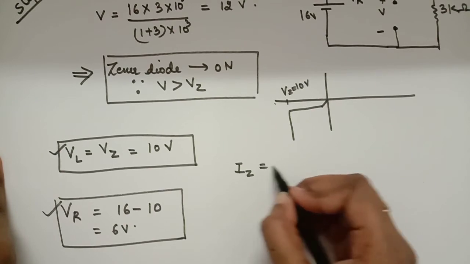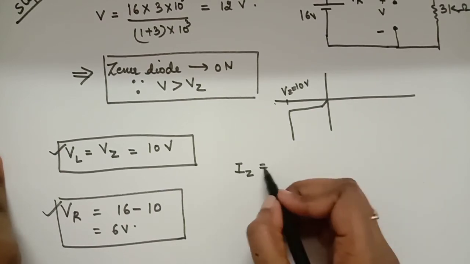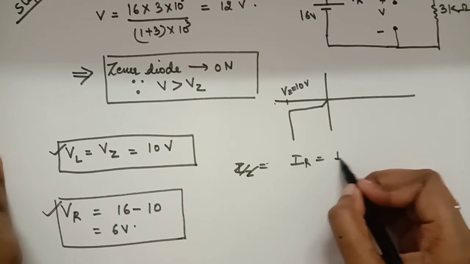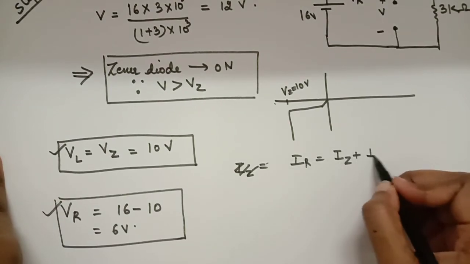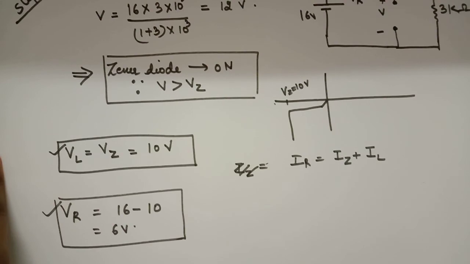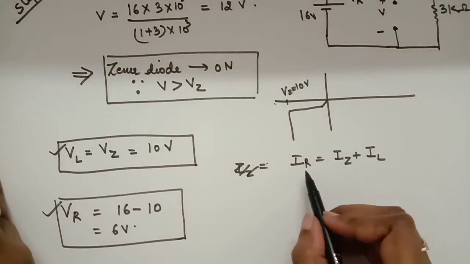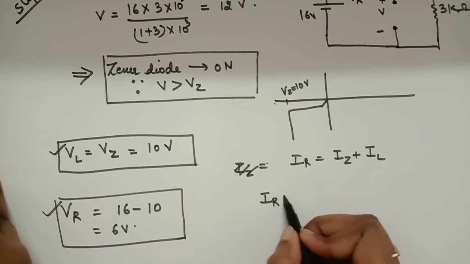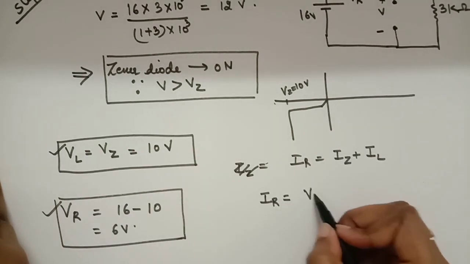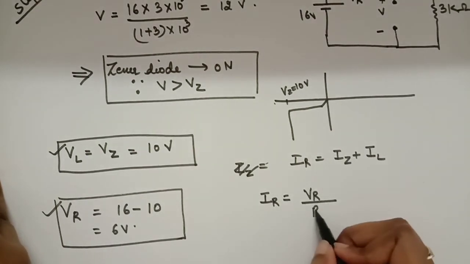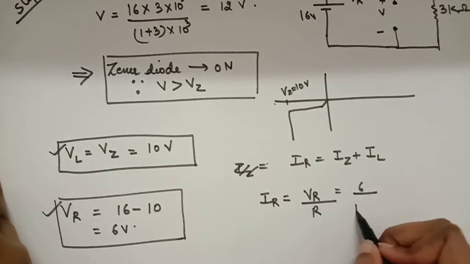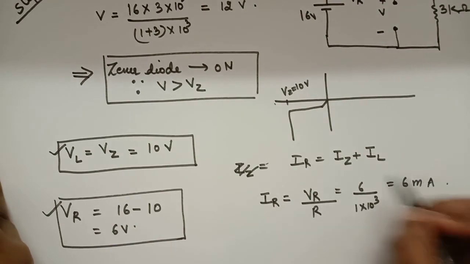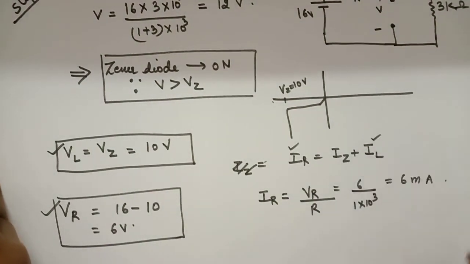IZ is equals to, by equation 2, because you will again write the equation, IR equals to IZ plus IL. Do we all remember? Yes. And we have IR with us. Do we have IR with us? IR is VR upon R, that is 6 upon 1 into 10 raised to the power 3, that is 6 milliampere. So IR calculated. Calculate IL also.